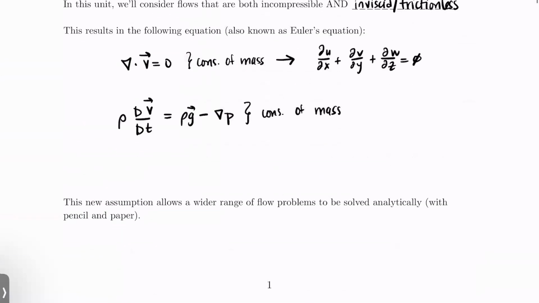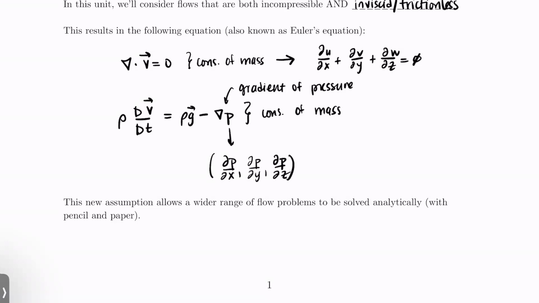Yeah. Is it rho g minus the gradient of pressure? Yeah, so if you expand this into all three directions, this is partial p partial x, partial p partial y, partial p partial z. That's that term.